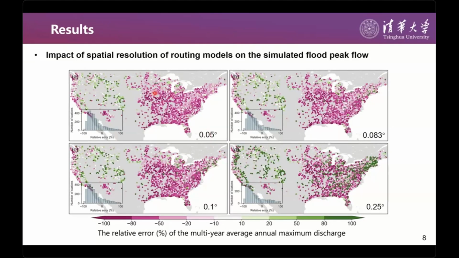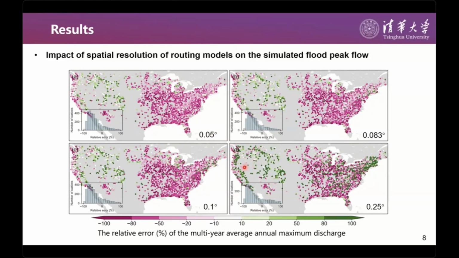We have further compared the flood peak flow simulated at different resolutions by CaMa-Flood. It can be seen that for most of the stations, the flood peak flow was underestimated by CaMa-Flood at different resolutions. This is mainly because the underestimation of extreme precipitation is a widespread shortcoming in current flood simulation. Despite this, the 5 km resolution CaMa-Flood performs best in simulating flood peak flow among all the resolutions.